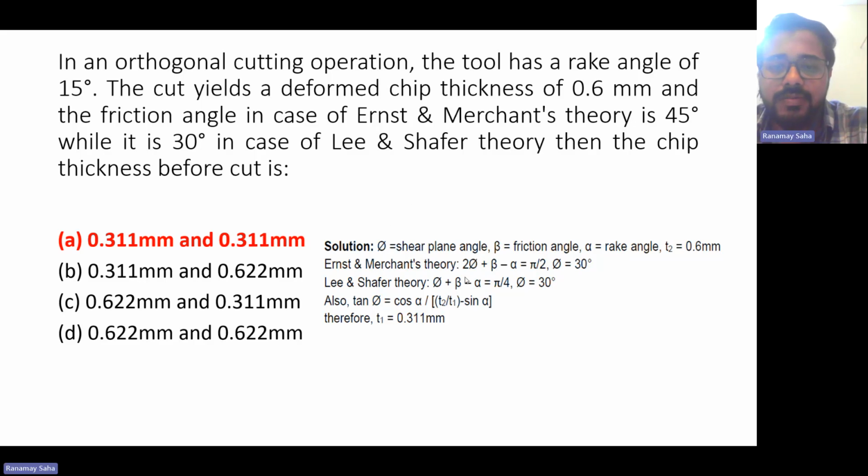Now all the values are given to you. Just plug in the values and find the uncut chip thickness, the thickness of chip before cut, t1. Plug in all the angular values and it comes to 0.31. You can cross-check both theories, and if the value is coming similar, then it's all right. Otherwise you have to find it for both theories separately. Option 1 is correct here.